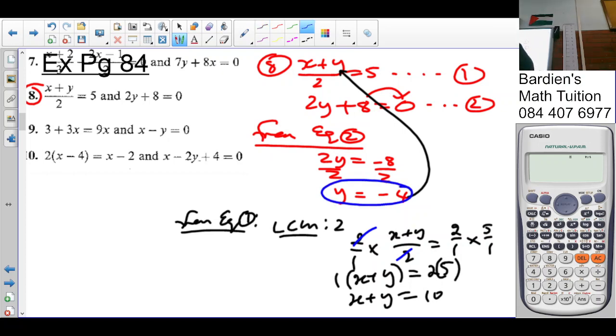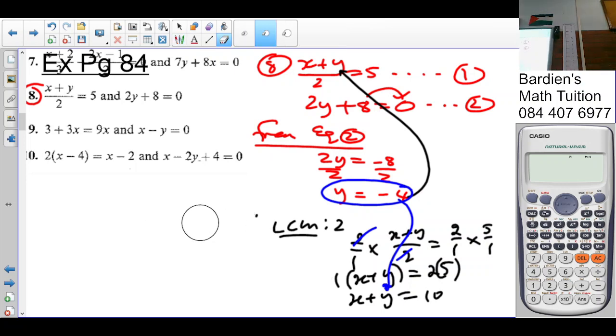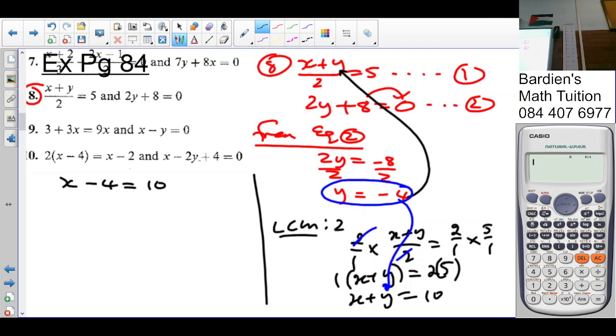But what is y? Not an O, man. It's a Y. So you did everything right up until then. However, you didn't finish off properly. So you got x minus 4 is equal to 10. So x is equal to 14.